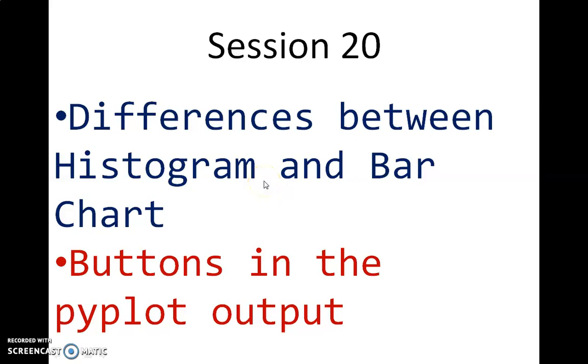Session 20. In this session, I will explain the differences between histogram and bar chart. I will also discuss the buttons in the pie plot output.